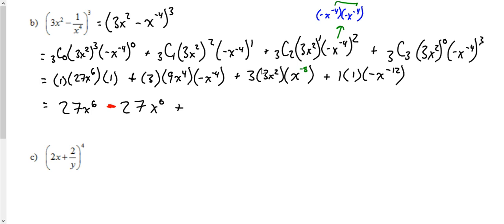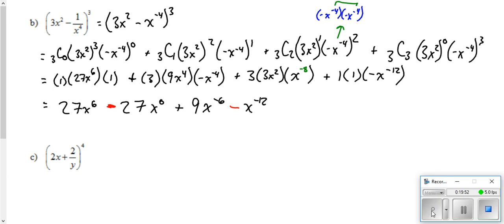And we're going to add on 3 and 3 make 9, x squared and x to the negative 8 makes x to the negative 6. And the last term here is going to be minus. Again, let's switch colors. Because positive, positive, negative, that's minus. Minus what? That's going to be negative x to the negative 12.